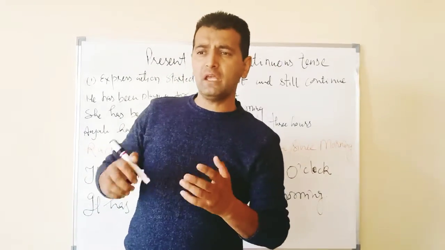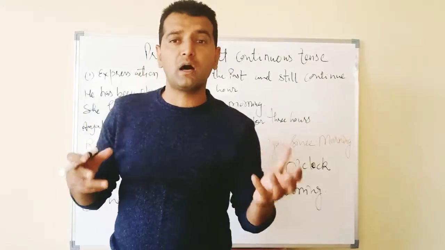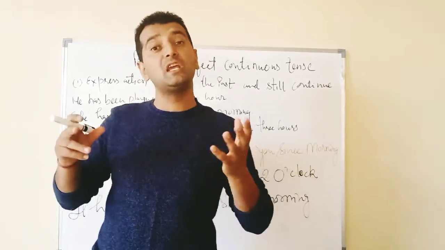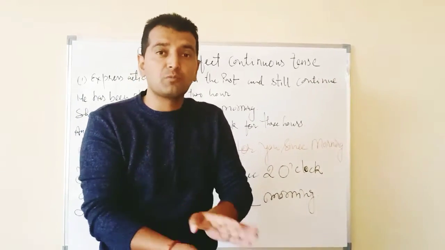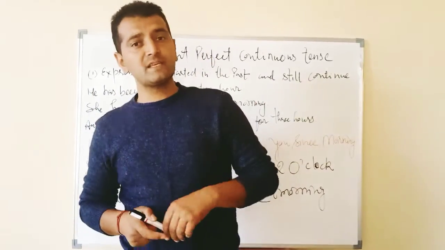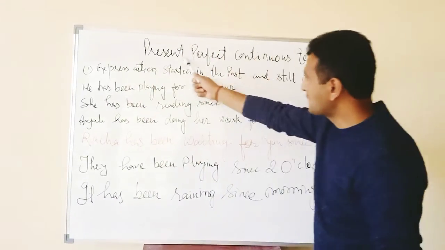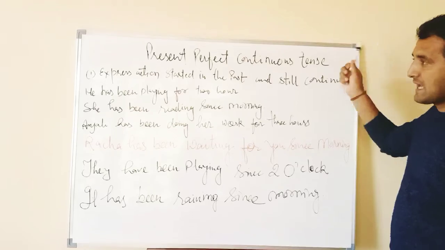And now we have talked so much about the present perfect tense. What is the present perfect tense? The present perfect tense is when we have started our actions and almost have completed them, right? And there is one more that we are going to discuss today, that is the present perfect continuous tense.